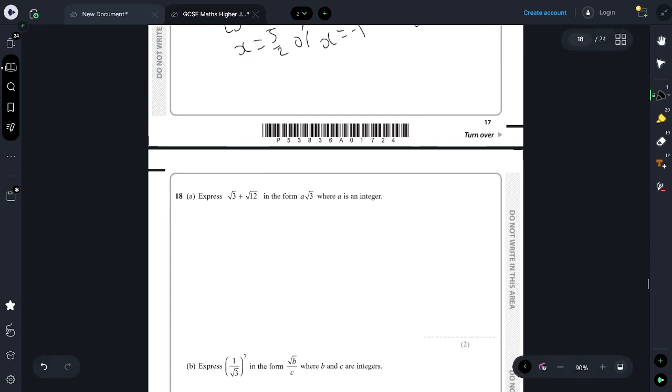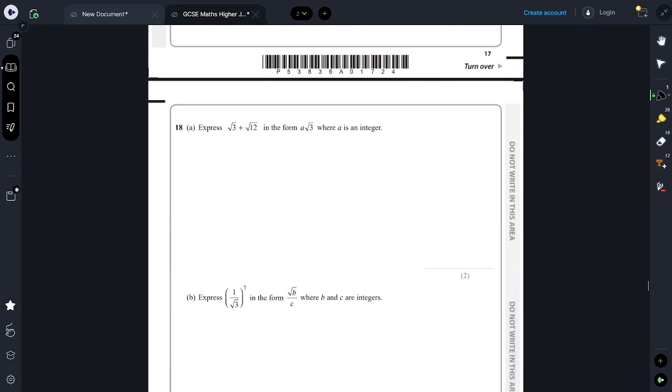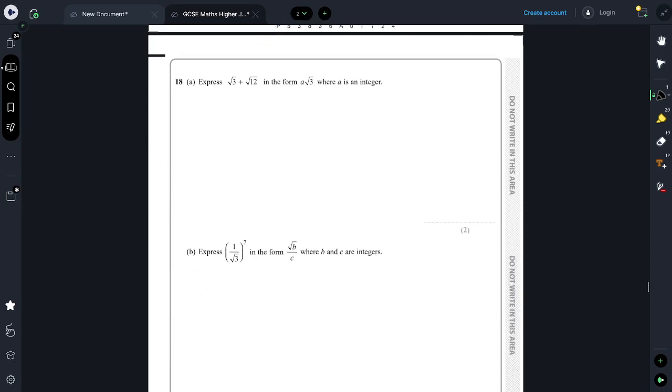So that initial step, but that's all. That's how you approach a question like that. Okay, well, question 18. Express root 3 plus root 12 in the form a root 3.